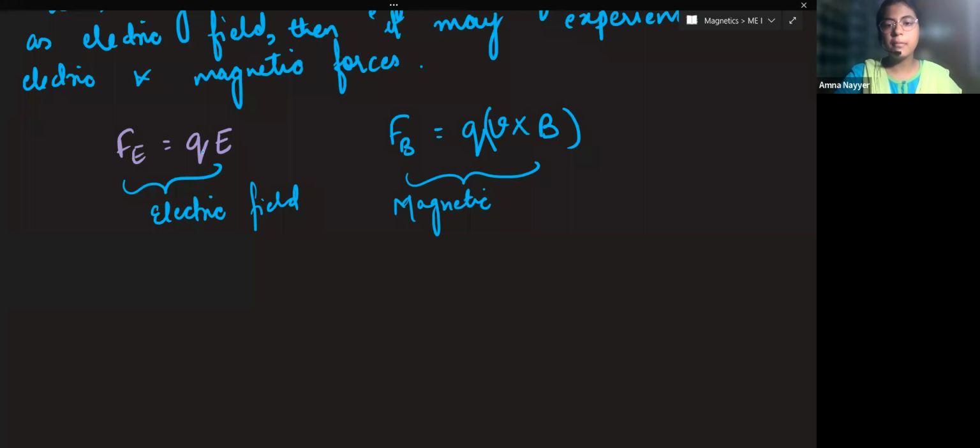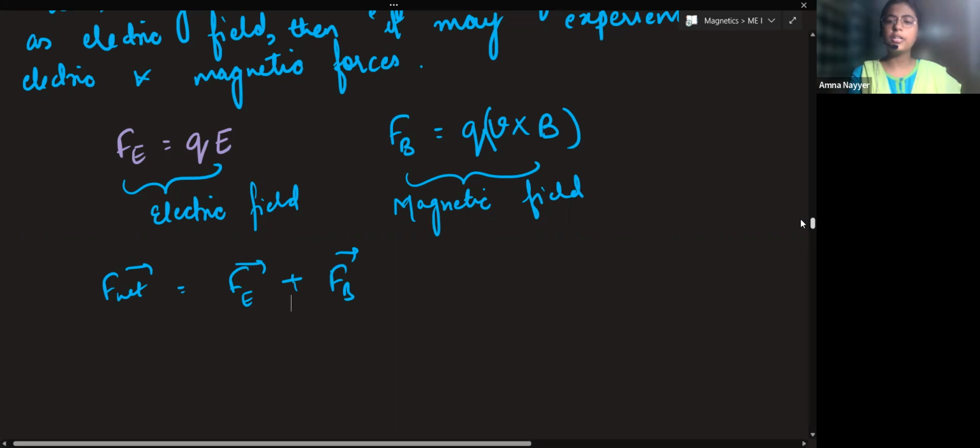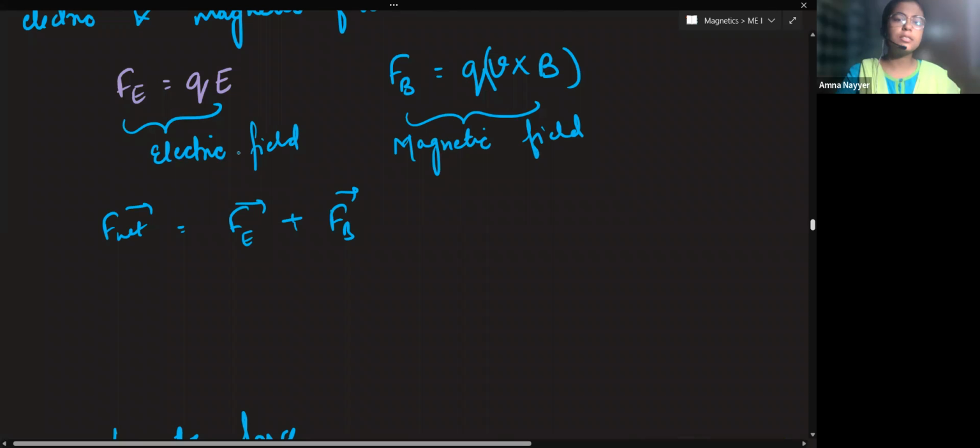Now I am having a space where electric field also exists and magnetic field also exists. So what will the net force be? Net force will be the combination of electric force plus magnetic force. If you have various forces present at a place, the net force is the sum of all the forces. Similarly, here also electric and magnetic forces will both be there. Now put it in the formula. This becomes qE plus q(v × B).